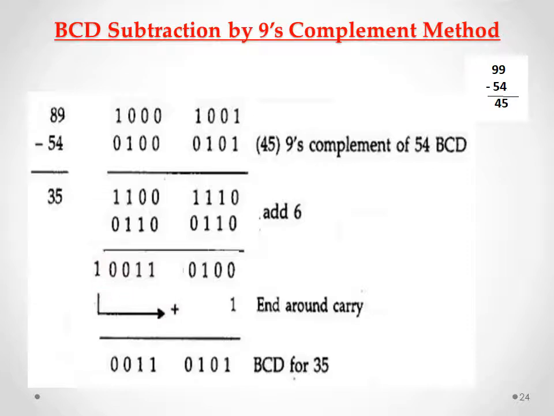So end around carry is present, end around carry is added with this position. So the final answer is 35. It's a valid BCD.